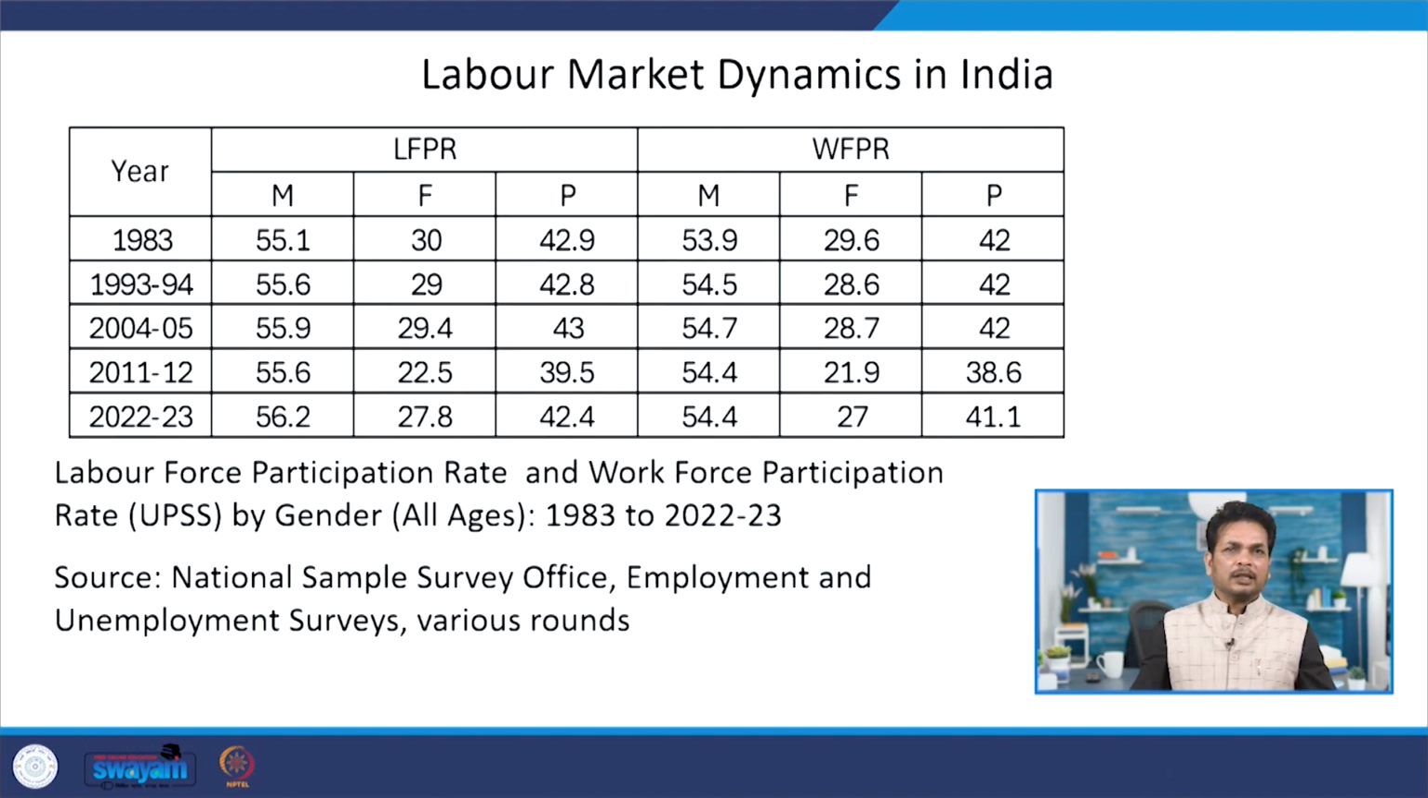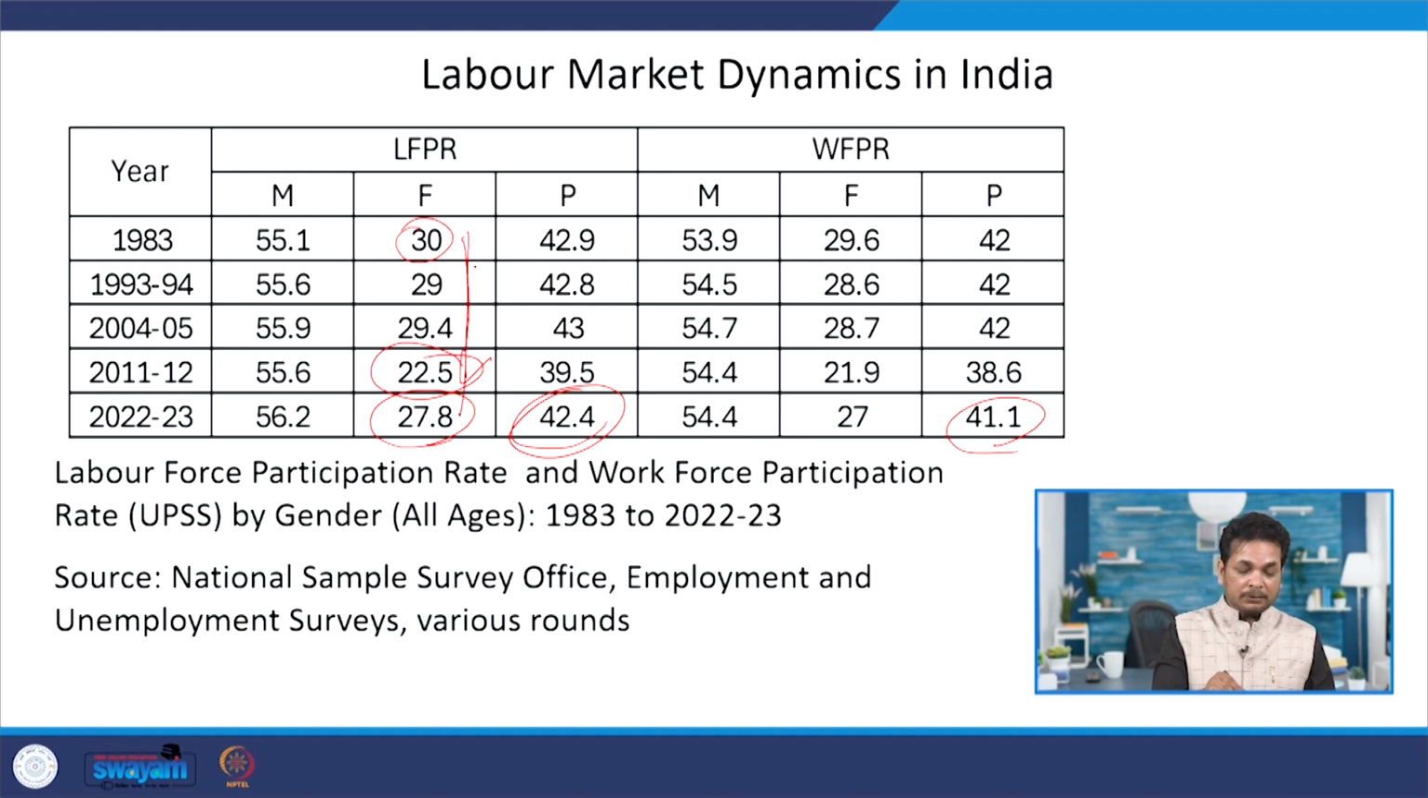Now, let us see the labor force and workforce participation rates we have reported in the last 40 years. In total, we have 42% labor force participation, and the workforce participation is 41.1% in 2023. The data is extracted from the latest PLFS data. The only concern is that male labor force participation was consistent at around 55-56%, whereas female labor force participation, which was 30% in 1983, suddenly reduced over the period of time. It reduced to 22.5% in 2011-12. However, in 2023 you can see it has increased to 27.8%.